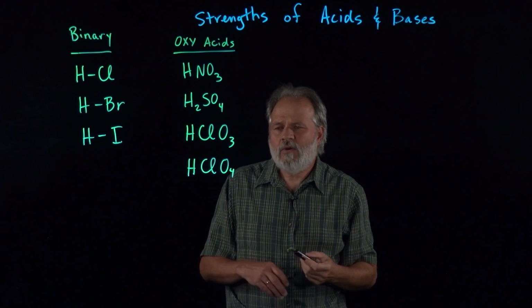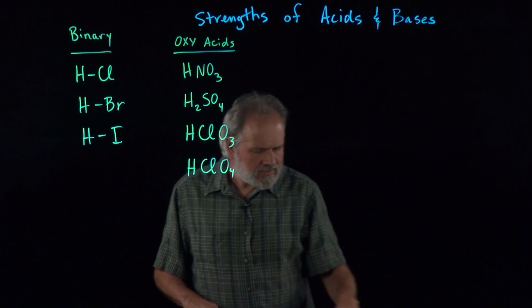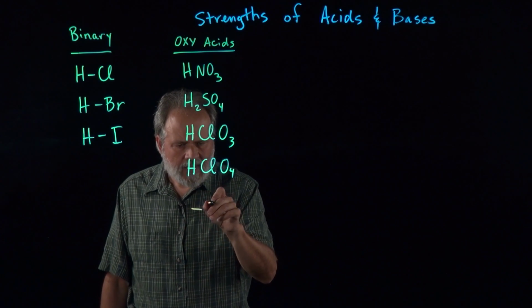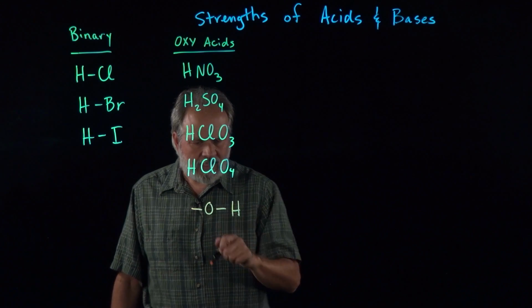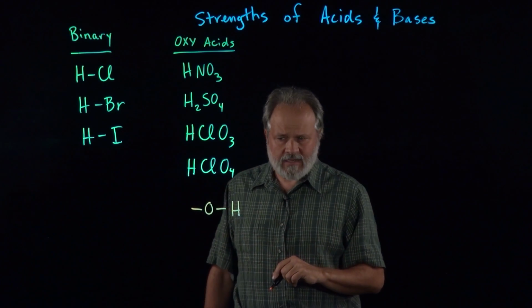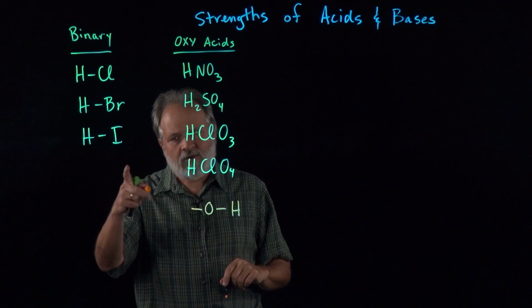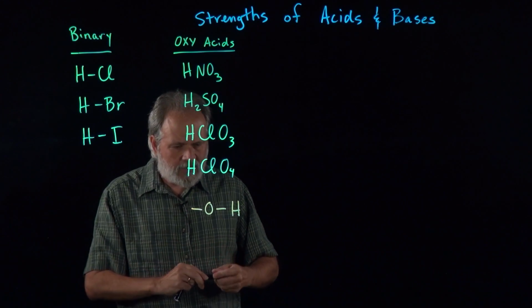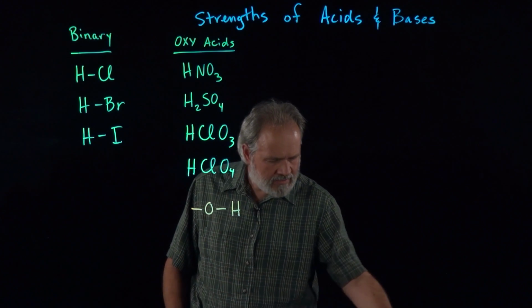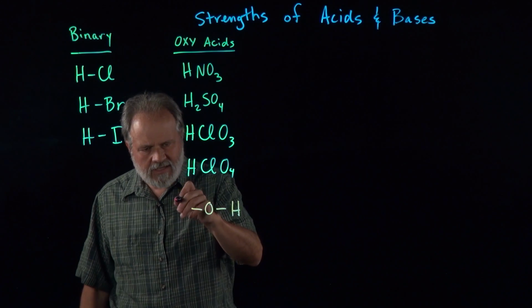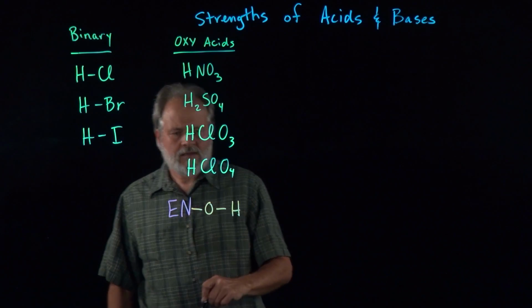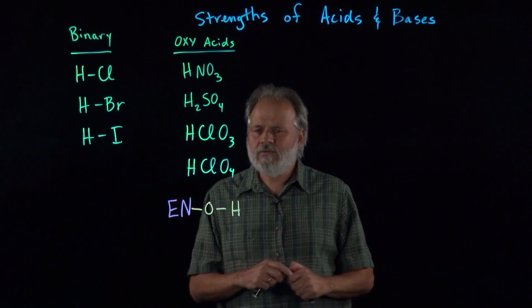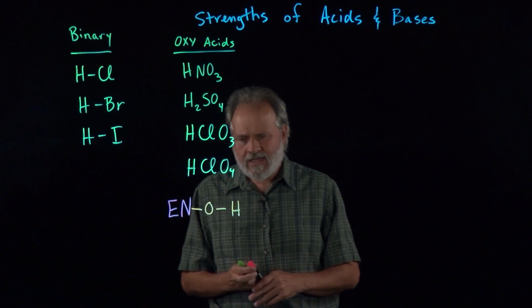So we're going to talk about what makes these strong in the first place. Let's look at the chemical structure of the oxy acids. Every one of them has the acidic proton coming off of an oxygen atom. Clearly, you cannot have that in the binary acids, because there are no oxygens. The other part that is key to making it a strong acid is lots of electronegativity here. The more electronegative groups you have here and the stronger electronegative groups you have here, the stronger the acid is going to be.